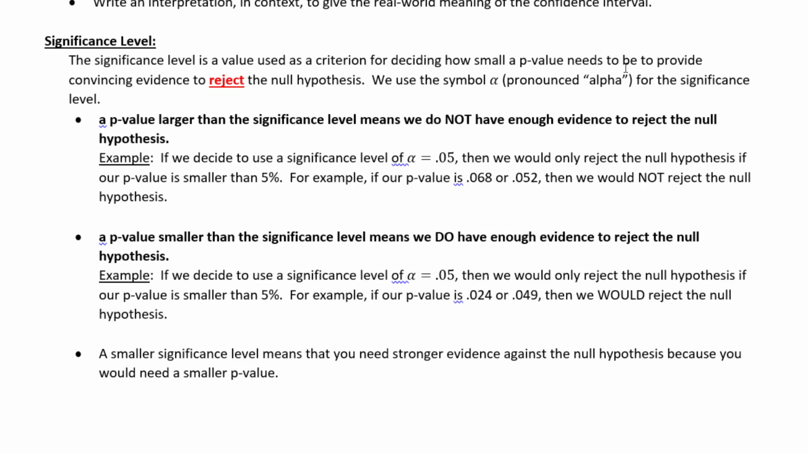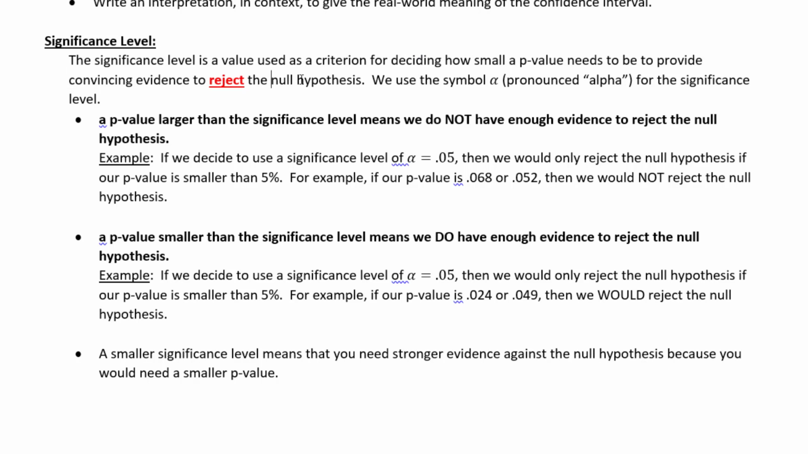Now, the reason I have done that this semester is because that is kind of the standard that is used in most statistics books. It's also the standard used in many statistical studies out in the world. What I've been using is a significance level of 0.05. All right, here it is defined for us. Significance level is a value used as a criterion for deciding how small a p-value needs to be to provide convincing evidence to reject a null hypothesis.